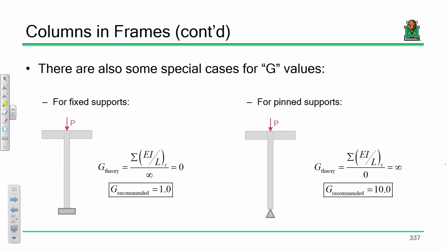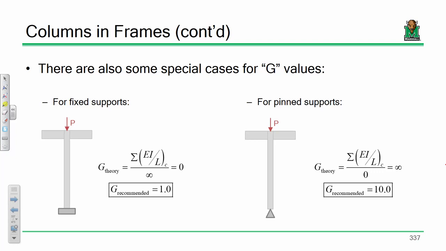But this is where we start to adjust for real life. Remember, there's no such thing as being perfectly fixed. So theoretically, the G value at the bottom end of a column that's fixed would be zero, but we're going to take G to be one. Whereas if the bottom end is pinned, pinned ends have zero rotational stiffness. So 1 over 0 would theoretically give you a G value that's infinity. Well, we're not going to use a G value of infinity. We're going to use a recommended G value of 10. So that's where we start to bring in the real life aspect, if you will, for our G values.